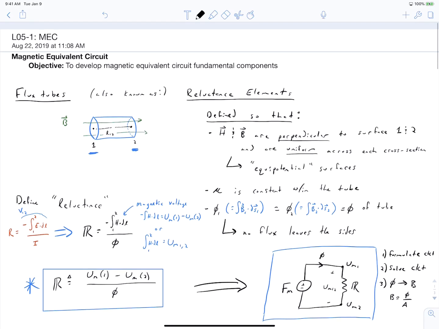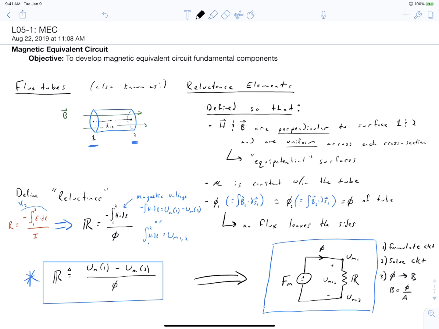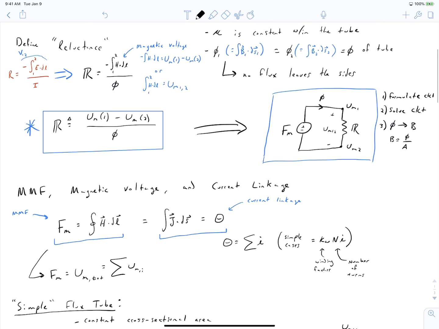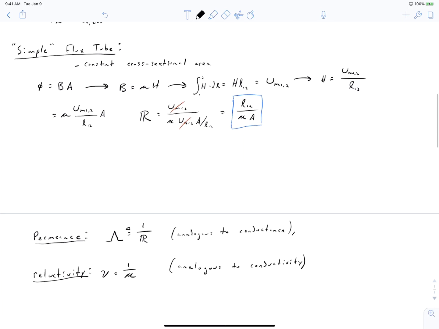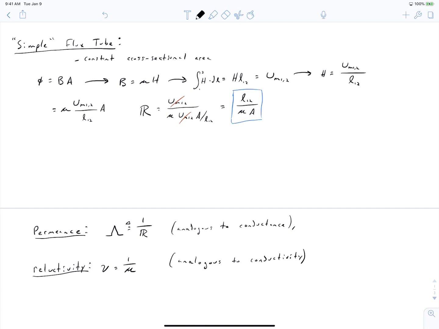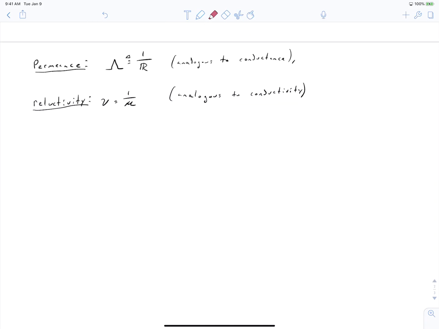Okay, so that concludes this video. In summary, we've developed the fundamental components of magnetic equivalent circuits. We've focused on flux tubes or reluctance elements, and then we've developed the notion of MMF, magnetic voltage, and current linkage, and shown how this relates to an equivalent circuit, a magnetic equivalent circuit. And we've talked about how these flux tubes can be simplified by assuming a constant cross-sectional area, which then results in a calculation very similar to the resistance for a tube of conductive material. And finally, we've defined permeance and reluctivity.